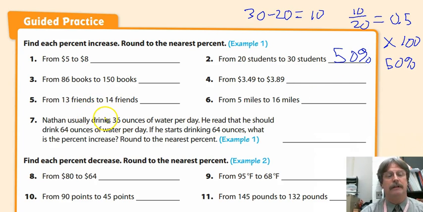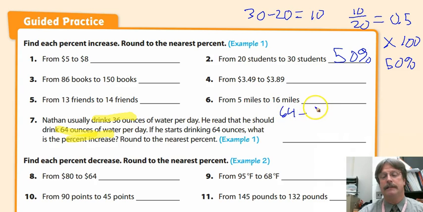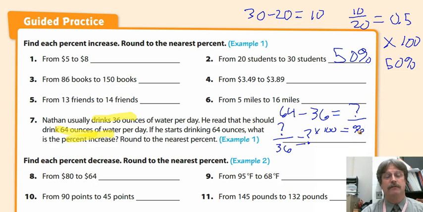For the word problem, Nathan usually drinks 36 ounces of water a day. He read that he should drink 64 ounces per day. If he starts drinking 64 ounces, what is the percent increase? Round to the nearest percent. So I highlight 36 ounces, I have the 64, and we're looking for percent increase. Again, we set it up: we're going to take 64 minus 36. It's going to equal some number, and we'll let you solve that. Then we take that number and divide it by our original amount, which is 36, and you get a new number. Then you multiply that by 100, and you're going to get your percent. So it's a series of steps over and over.